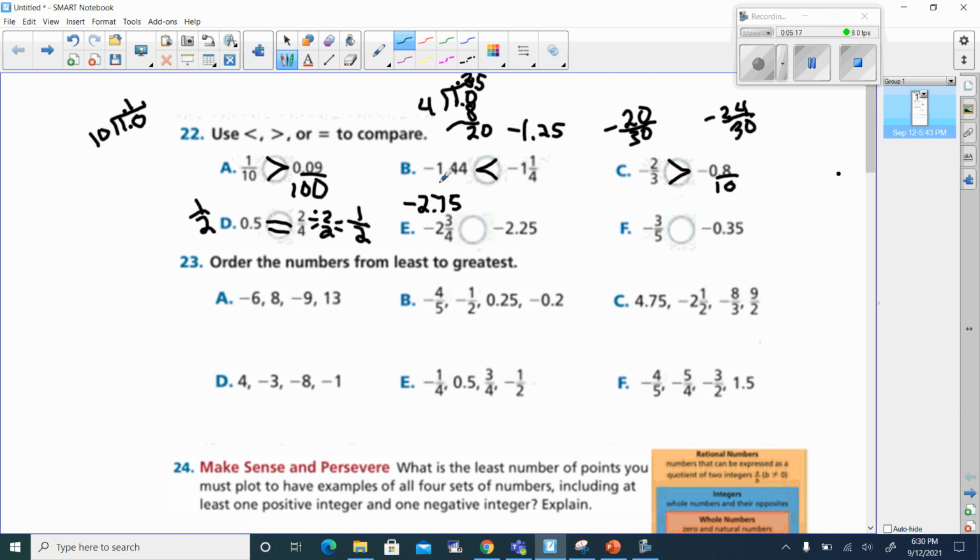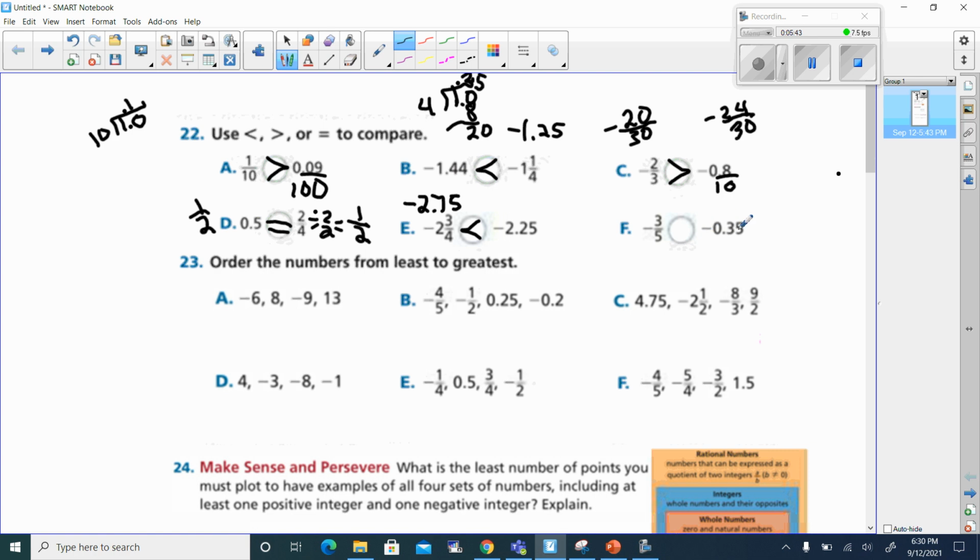Okay, so whether I want to do it using fractions or with my decimals, there's always a way to do this. Now I know that these are both negative signs, and 75 is a bigger number than 25, so that means it is going to be less than, because it's farther to the left on my number line, than 2.25.